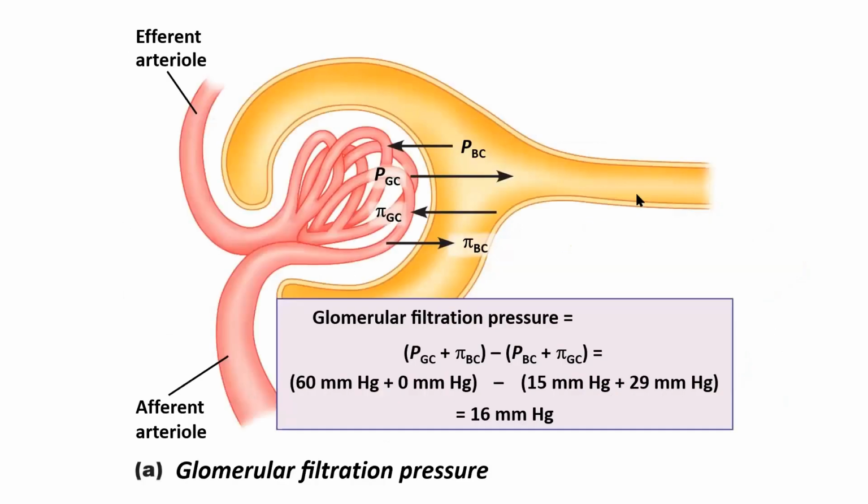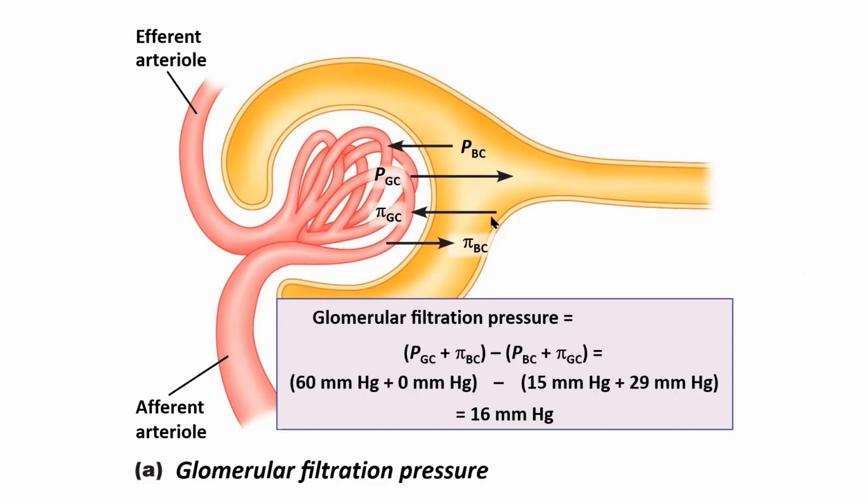Okay. So just to summarize this, and we'll illustrate this out in a bit, thinking about the direction of our forces, going from the glomerulus over into the Bowman's capsule, and thinking about our two that favor filtration, our glomerular capillary hydrostatic pressure pushing fluid out, our Bowman's space oncotic pressure pulling fluid in, which again is usually or should be zero.